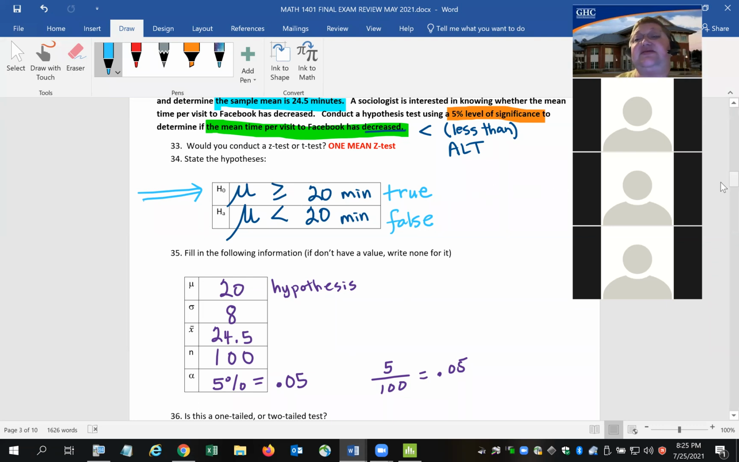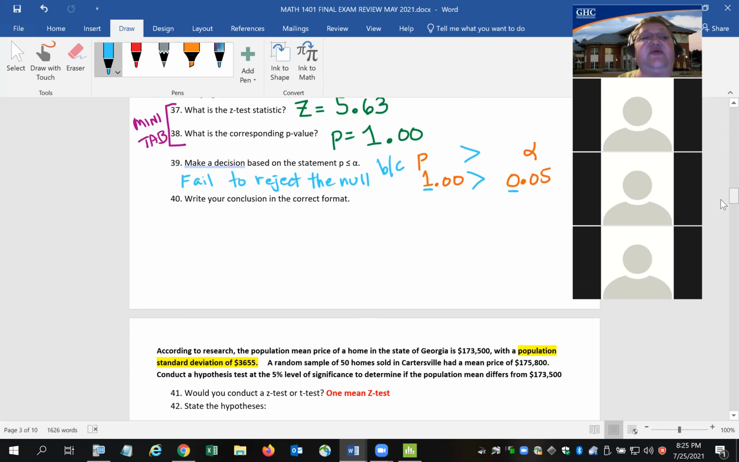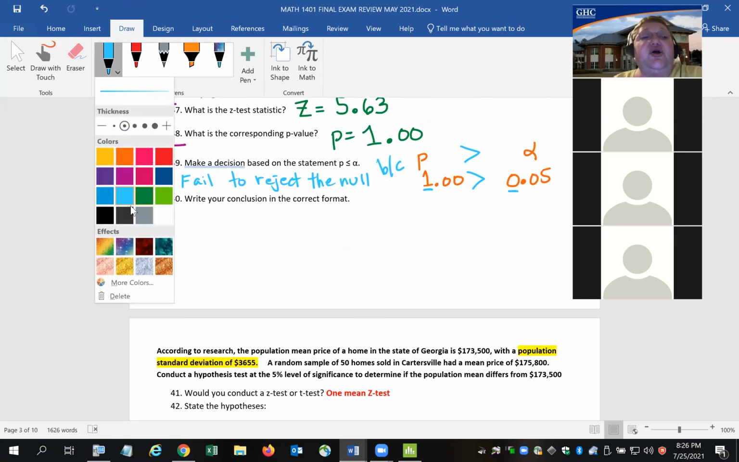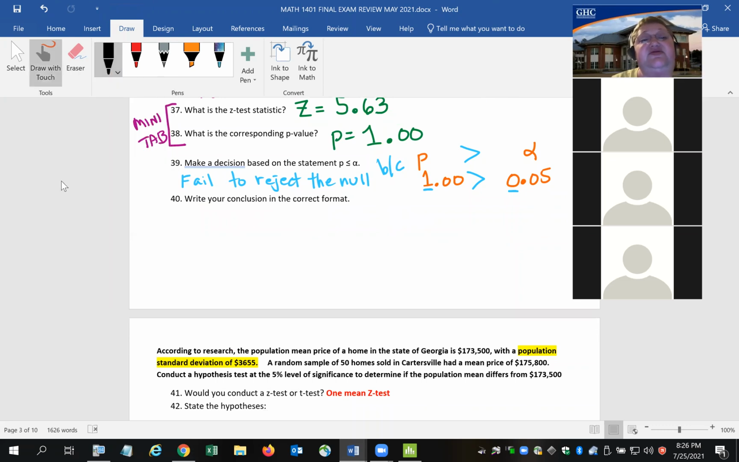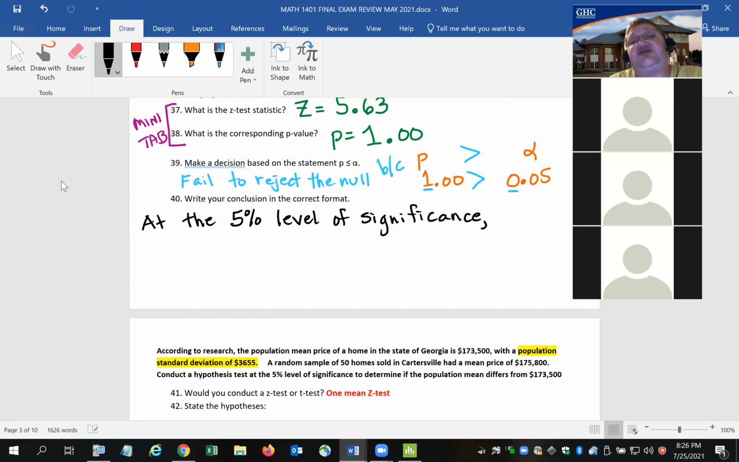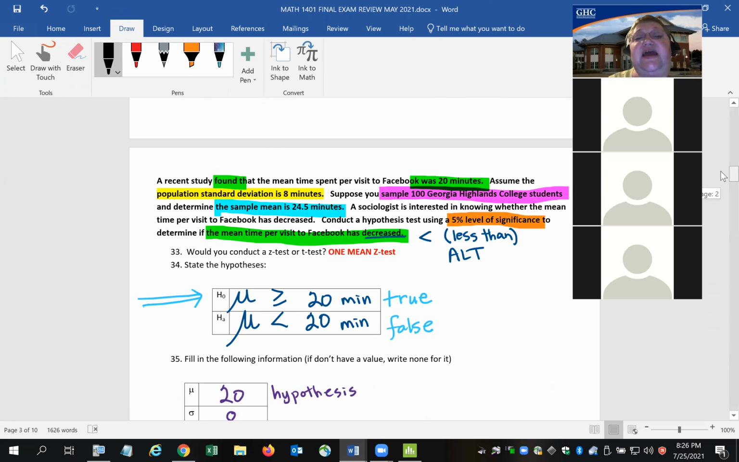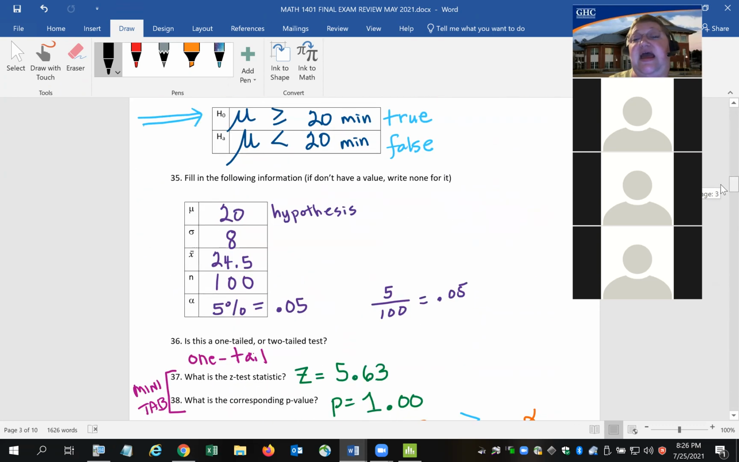Okay, so the easiest way to do it is to write it this way. You always should include your significance level. So I'm going to say at the 5% level of significance. And I usually begin my conclusion with that level of significance. It should always be included. Okay. And then I'm going to copy this green statement, the one I have highlighted in green. The mean time per visit to Facebook has, but I'm going to add a word.